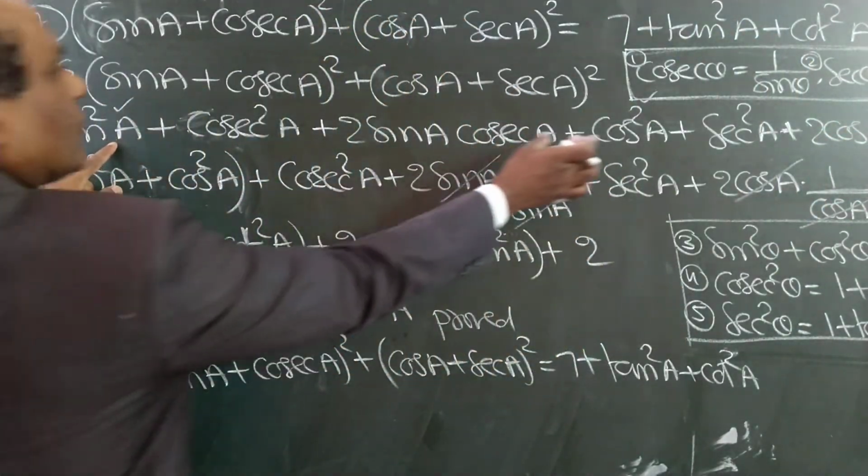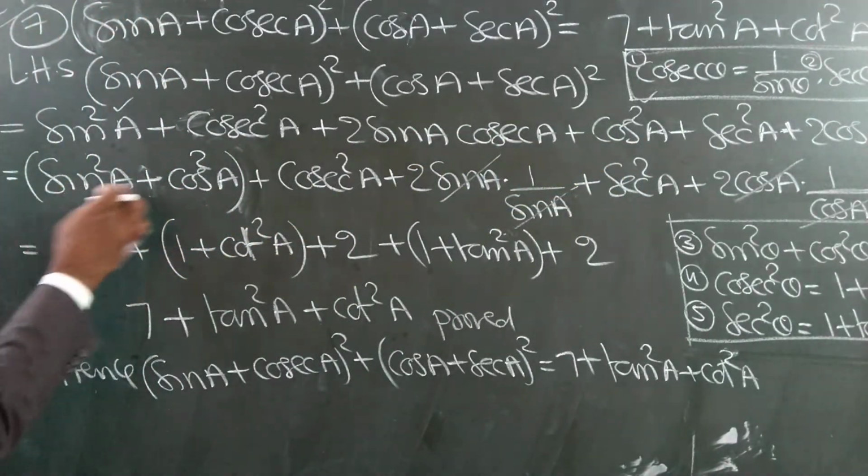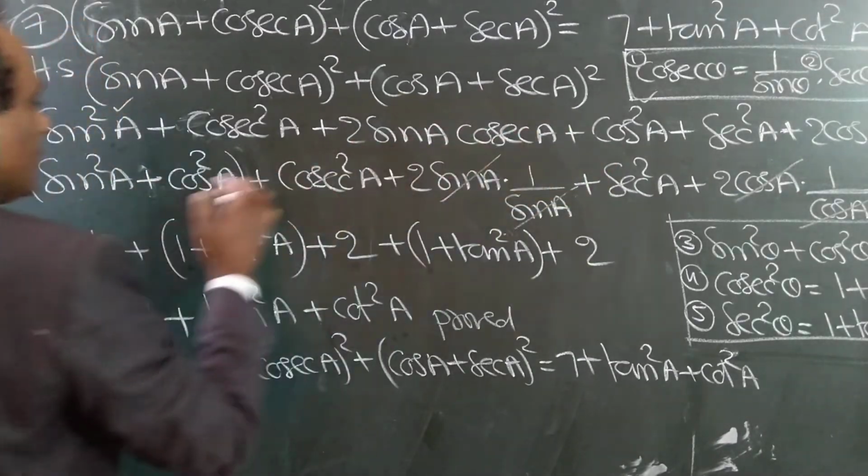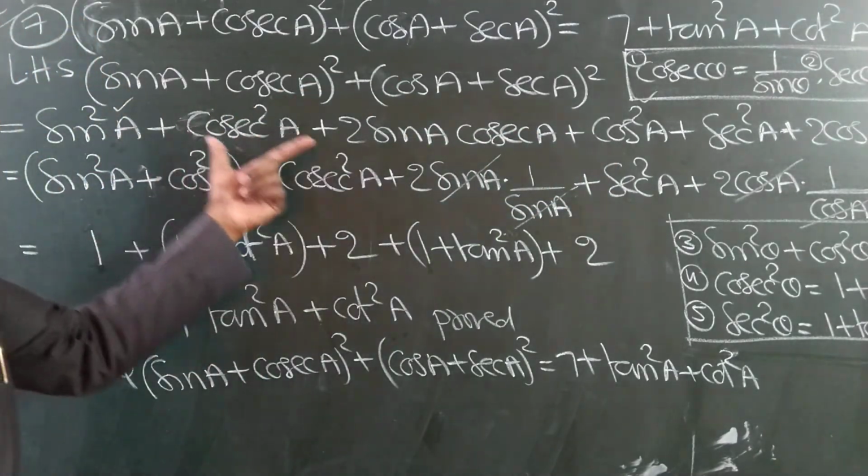I am writing sine square and cos square together, so that sine square plus cos square becomes 1. That's why I wrote this and this here. Remaining I will write same. Cosecant square is written same.